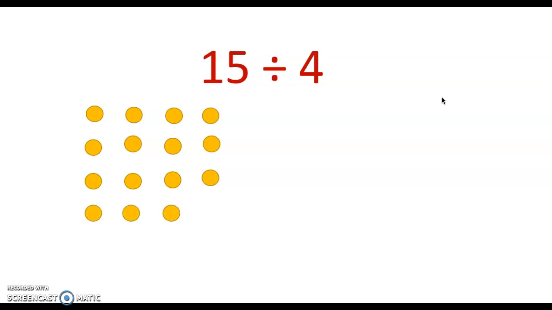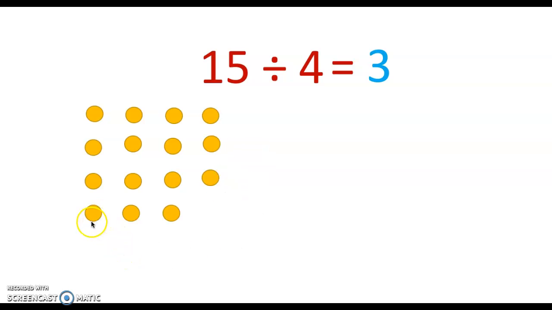Now how you find your answer on this one is you need to see how many full rows there are. I see 1 full row, 2 full rows, 3 full rows. This last one is not full because there's one missing right here. So since there are 3 full rows, my answer would be 3.